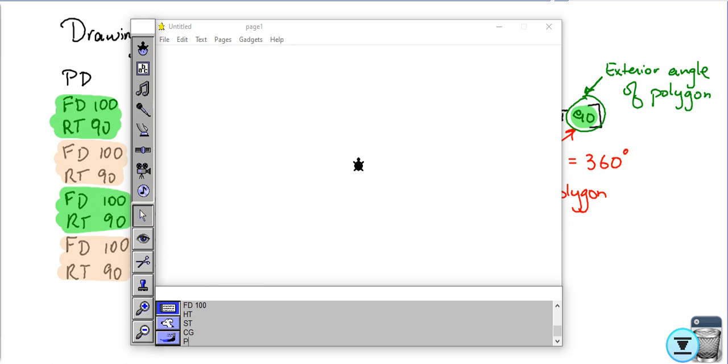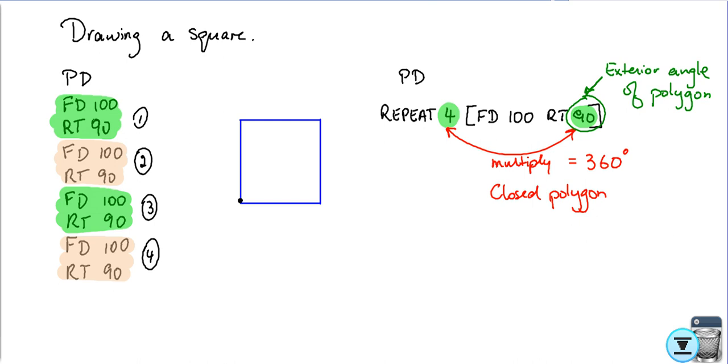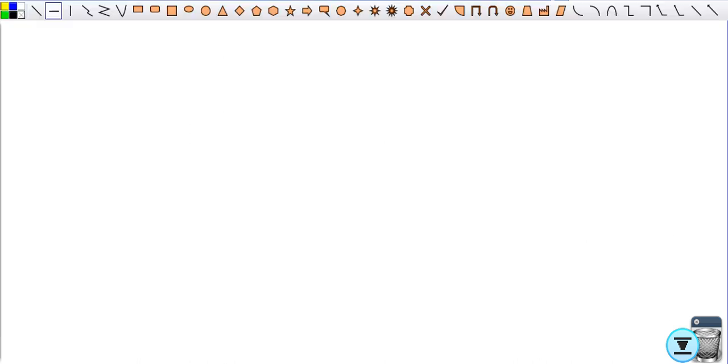So I set pen down, repeat 4 times, forward 100 and right 90. And as you can see, the turtle has drawn the square. Okay? So, what happens if I want to draw other shapes? What happens if I need to draw other shapes? So, let's see. For example, I need to draw this rectangle.